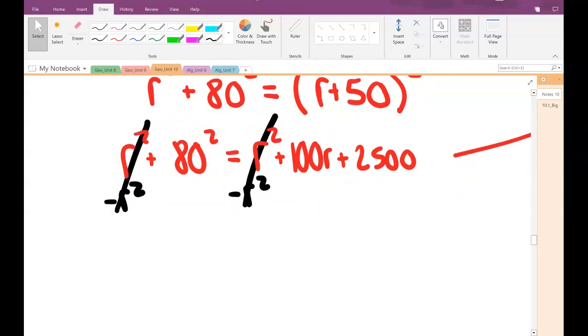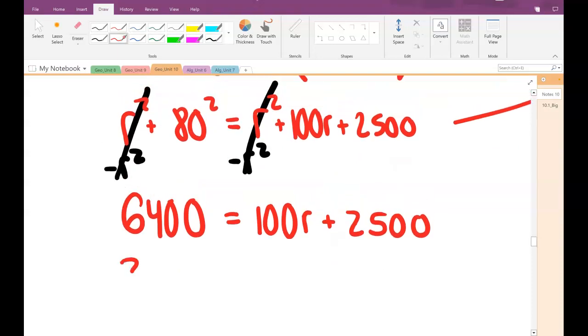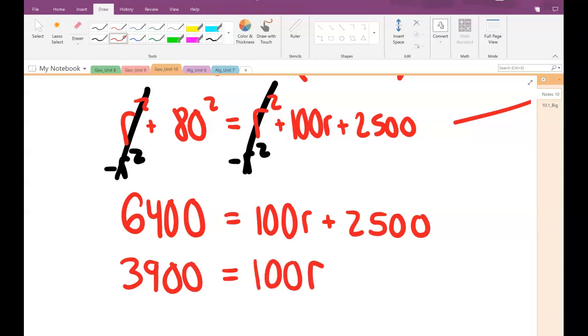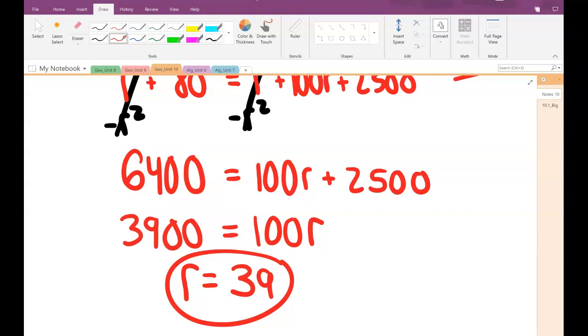So on my left-hand side, I'm left with 80 squared, which is 6,400. And that's equal to 100r plus 2,500. And now we have to just solve for r. So once we do our foiling, it's easy from here. We would get 39,000 is equal to 100r. And then we divide each side by 100. So our radius is equal to 39. No more, no less.